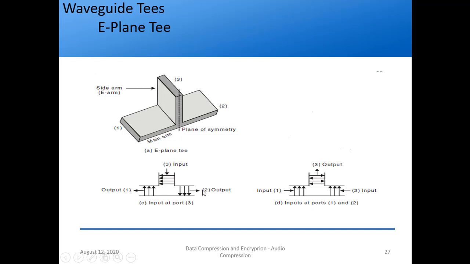So these two are always out of phase. Similarly, if I give two in-phase signals, what will happen? It will appear in this way at the output. So this is what is called the E plane T.